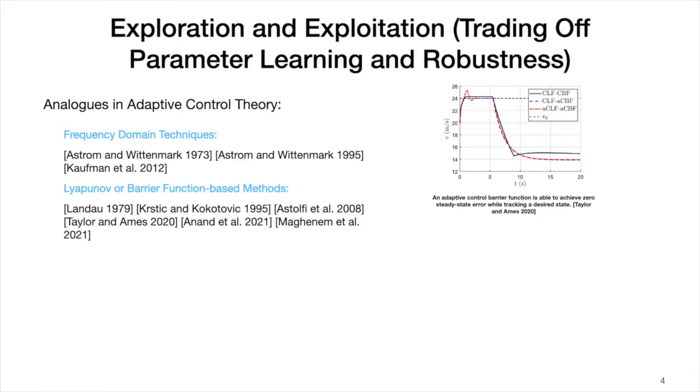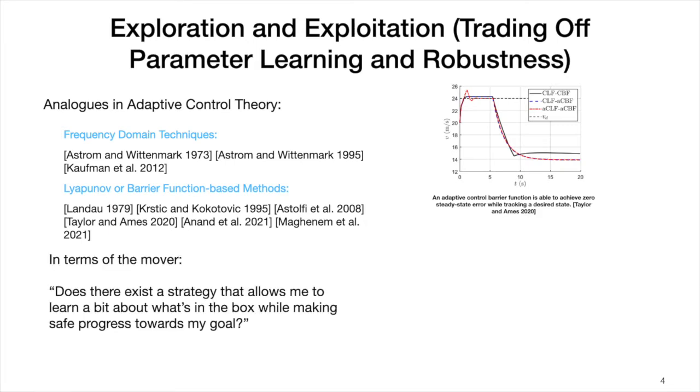For example, adaptive controllers based on barrier functions are able to achieve zero tracking error when robust controllers cannot, as shown in the upper right-hand figure. In terms of the mover problem, being adaptive is equivalent to finding a controller that both identifies the object inside while also making progress towards the goal. In many cases, the exact mass and moment of inertia might not be necessary to achieve the task, and this is something that adaptive control is good at recognizing.